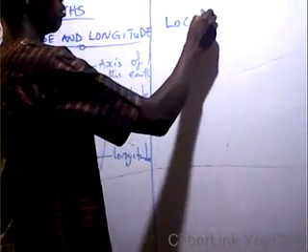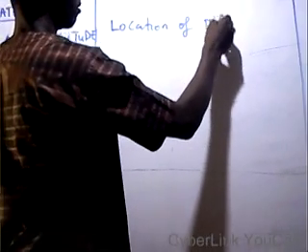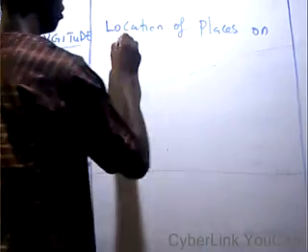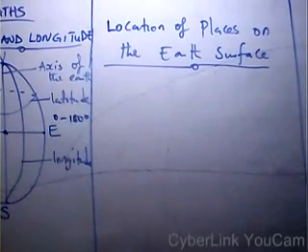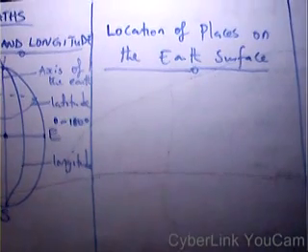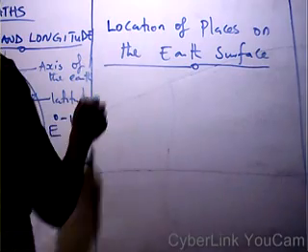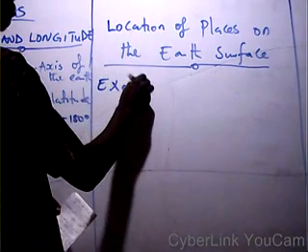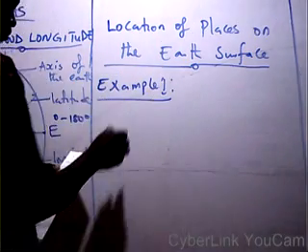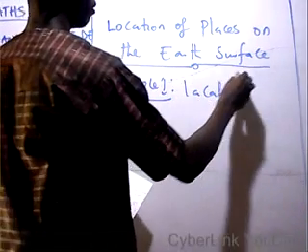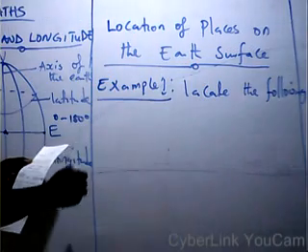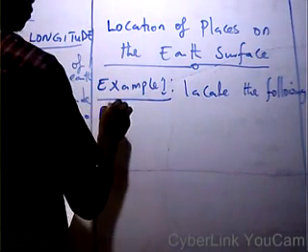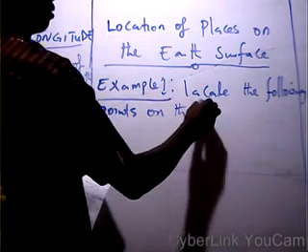Location of places on the earth surface. How do we locate places on the earth surface? Example 1. Locate the following points on the earth surface.